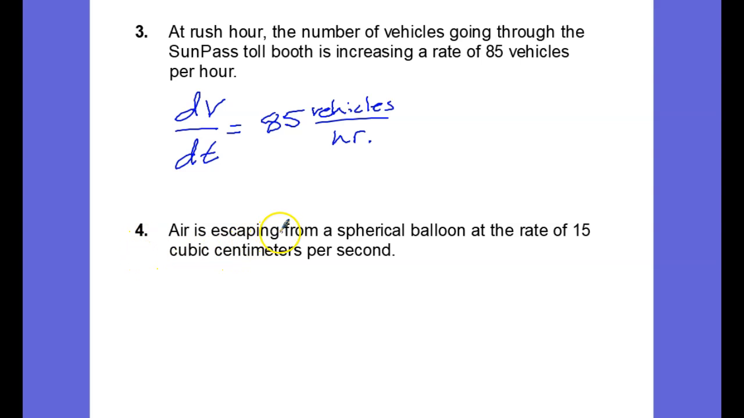Now let's look at number 4. Air is escaping from a spherical balloon at the rate of 15 cubic centimeters per second. This is a change in volume and it's decreasing, so this will be a negative rate. dV/dt is equal to -15 centimeters cubed per second.